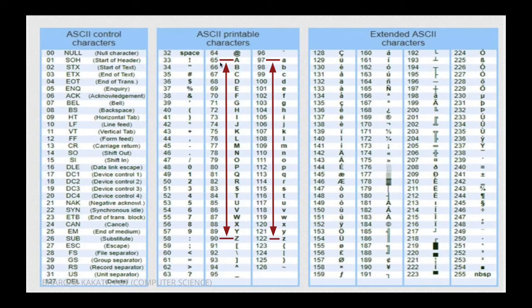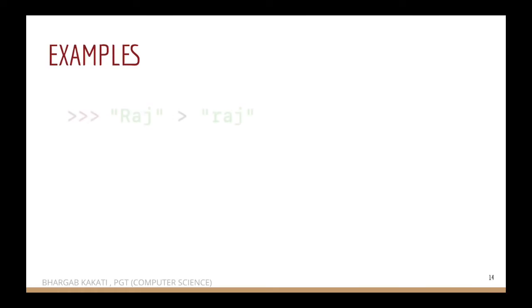See, uppercase characters begin from 65 till 90, but for lowercase characters the values begin from 97 to 122. So we should remember the fact that the ASCII values of lowercase characters are greater as compared to the uppercase characters. Now let us see some examples related to that.